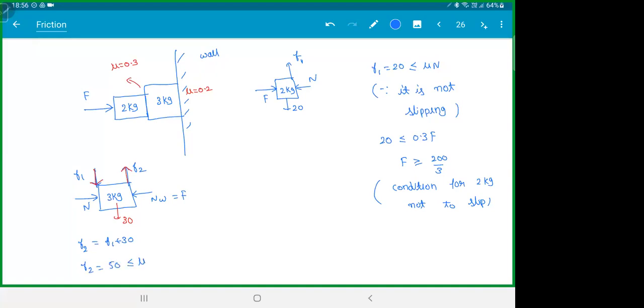This is less than or equal to mu times N wall. So 50 is less than or equal to 0.2 times F, since N wall is again F. So F should be greater than or equal to 250 newtons. This is saying, if you give me 250, I'll make sure the 3 kg won't slip. Now you don't want the 3 kg to slip, and you don't want the 2 kg to slip. Therefore the minimum we require is, if F is greater than or equal to 250, no one slips.